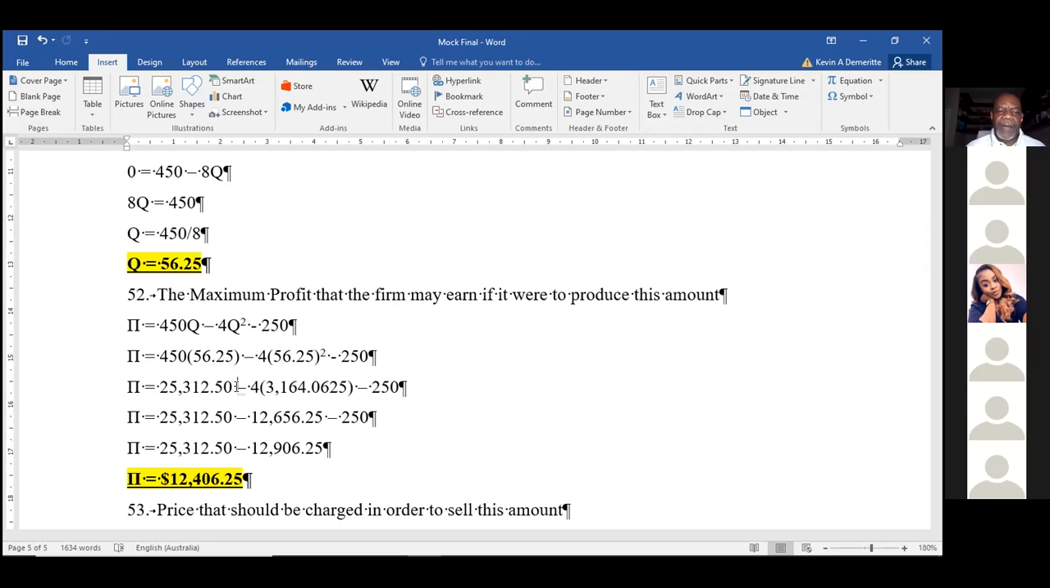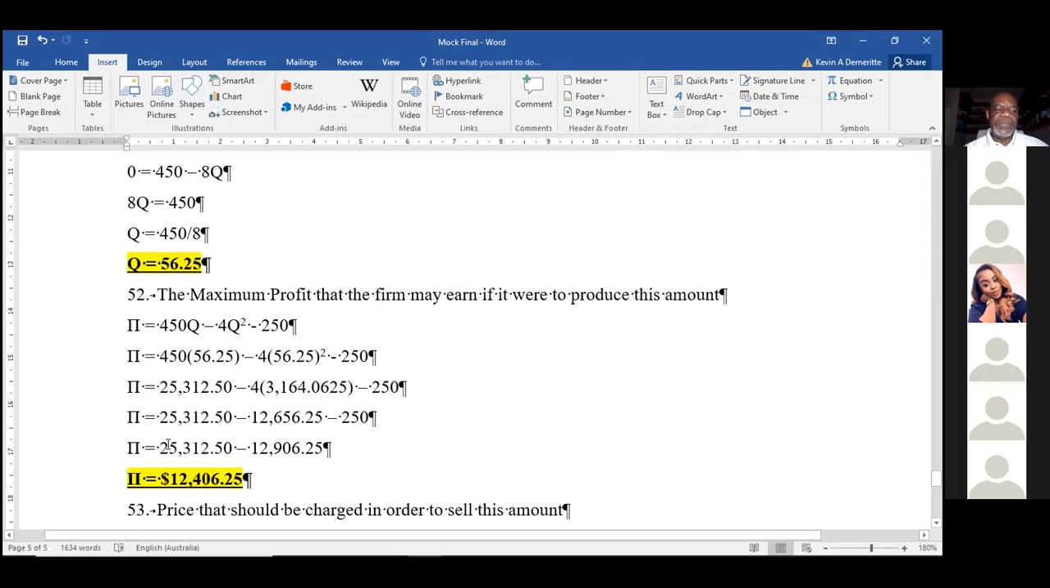So we end up with profit equals positive 25,312.50 minus 12,656.25 minus 250. Well, I have a minus 12,656.25 and a minus 250, so I can add those two negative numbers together, and they give me a negative value of 12,906.25.